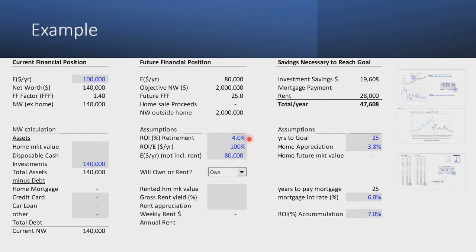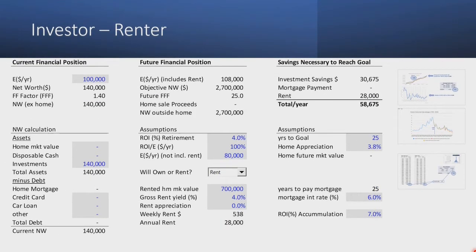So this 4% is the return on investment upon retirement, the conservative one. This is the level of expenses I want to cover, 100%. And this is $80,000 of expenses, and one point here, this does not include rent. So everything except rent, and I'll explain why in a minute. We also have to assume whether the person is going to own or rent a house in that future position. And if we select own, all this will be blank because this area calculates the rent.